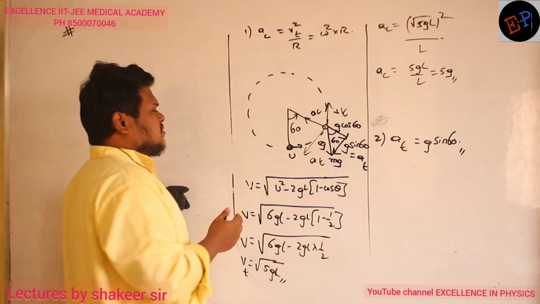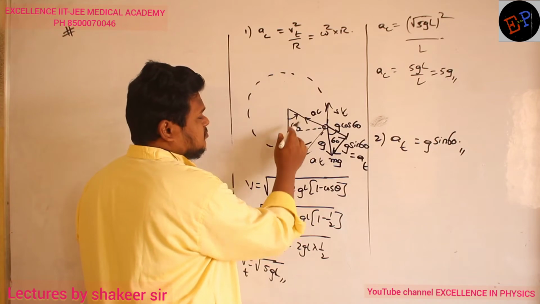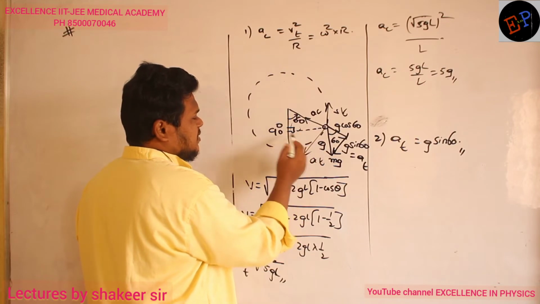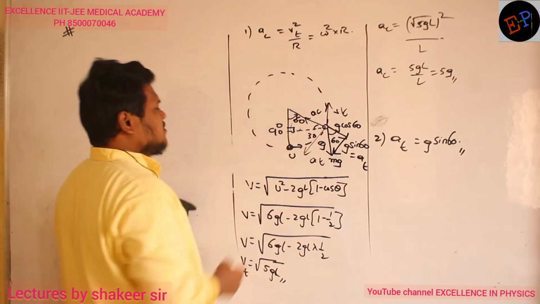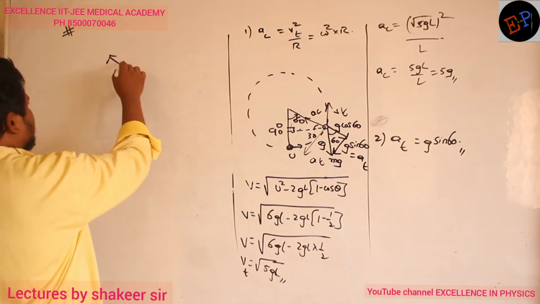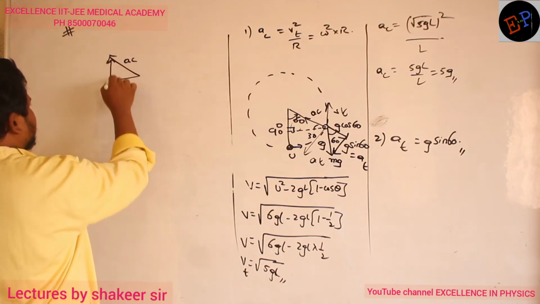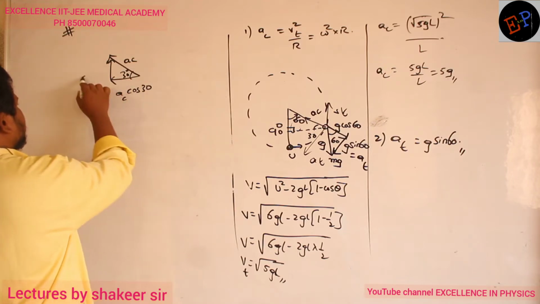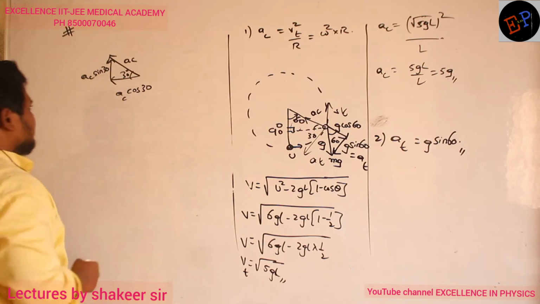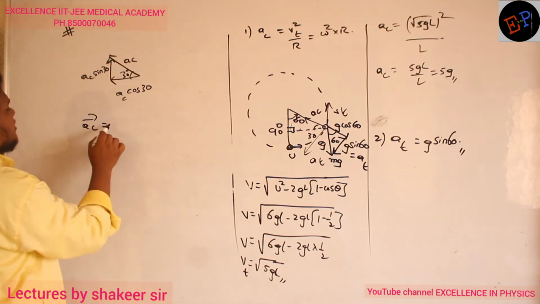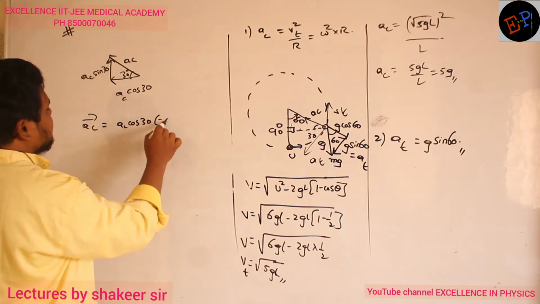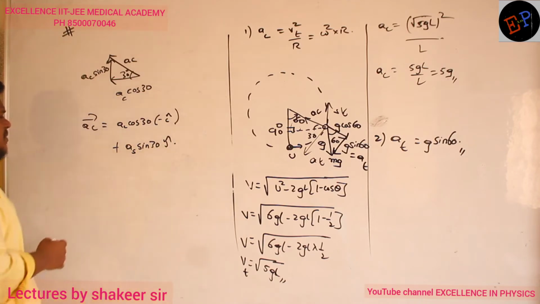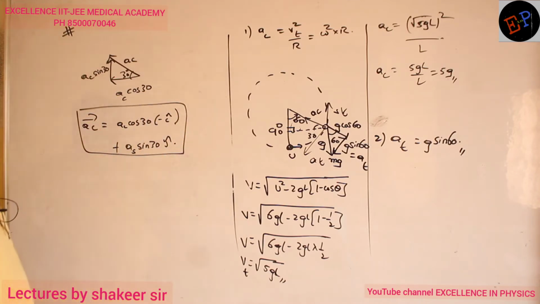Clear? So therefore, if this angle is 60, and this angle is 90, then what is the remaining angle? 30 degrees. Clear? So this is the direction of centripetal acceleration, 30 degrees. So split this into AC cos 30 and AC sin 30. That's all. So therefore AC vector, how can I write? I can write AC cos 30 minus i cap plus AC sin 30 j cap. So this is how I can represent centripetal acceleration in vector form.